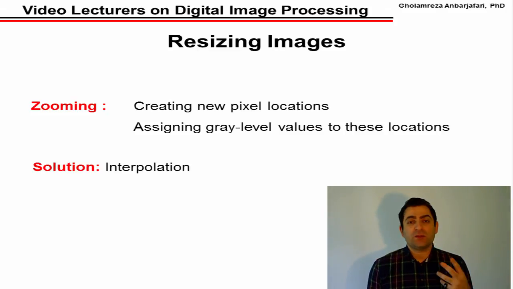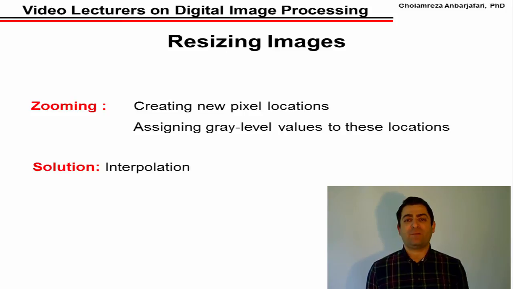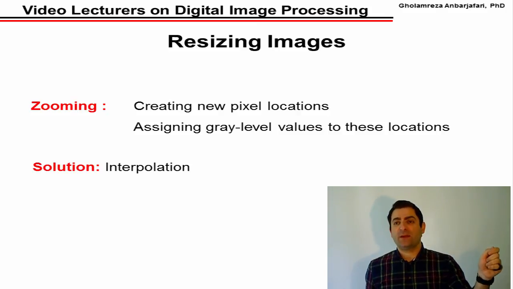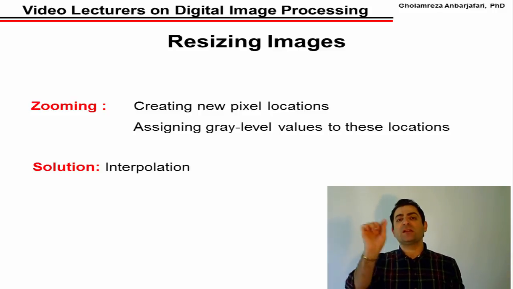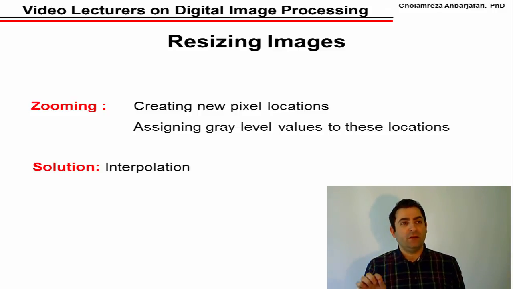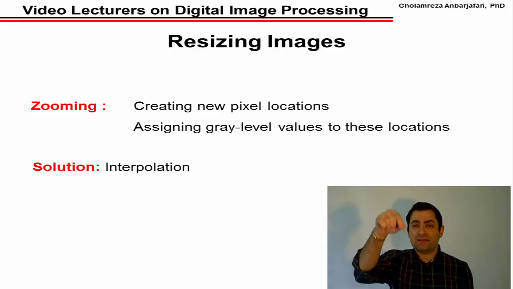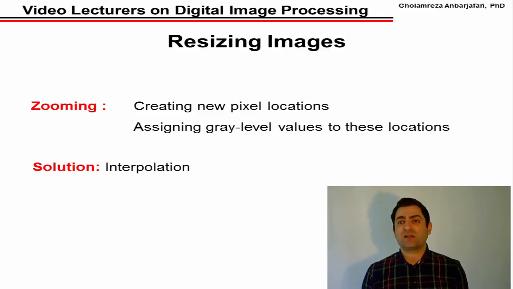Now, when we want to do the zooming, there are two important steps that we have to consider and do. First, we have to create a new pixel location. We want to do the zooming, so we want to make it twice, 3 times, 4 times bigger. So first, we have to create the locations, which lots of question marks are there. We don't know what the value is, so we are creating the locations. Second, in these locations that we have created, we have to assign new grade level values. And we insert these new grade level values to these locations by using interpolation.